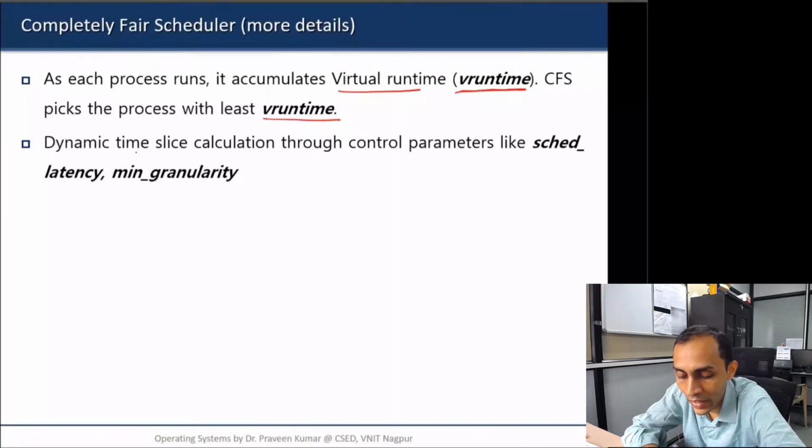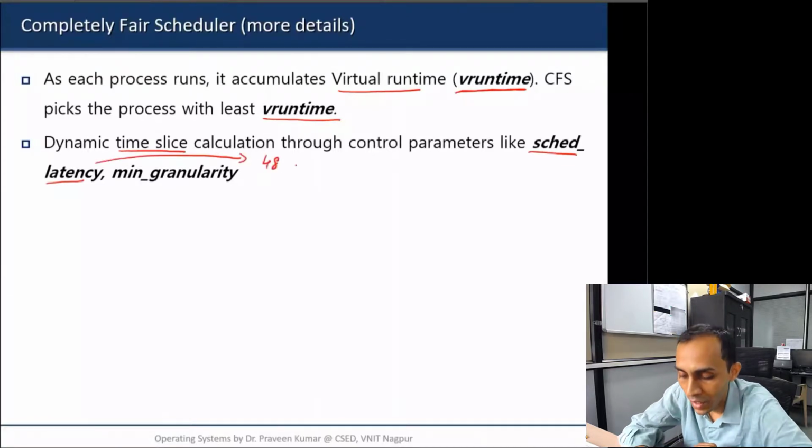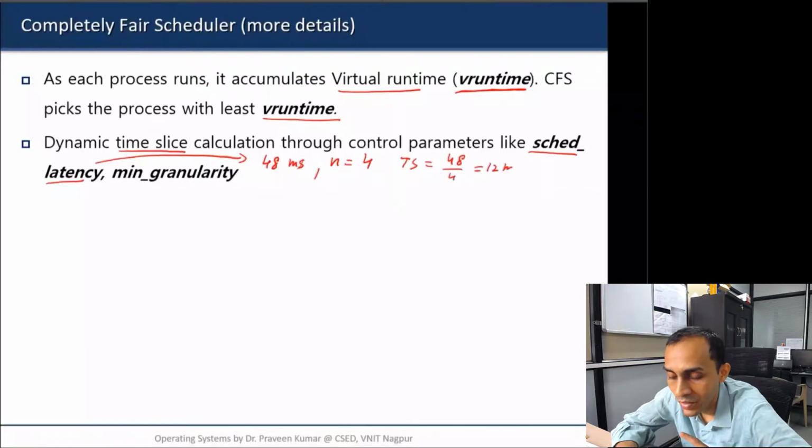it varies the time slice dynamically, and to do that it uses certain control parameters, like a parameter called schedule latency. Let us say the schedule latency value is 48. Typically it keeps 48 milliseconds by default. If the number of processes is, let us say, 4, then the time slice is decided by dividing the schedule latency by n. So the time slice will be 48 divided by 4, which is 12 milliseconds. Each process will run in a round robin fashion for 12 milliseconds before switching.